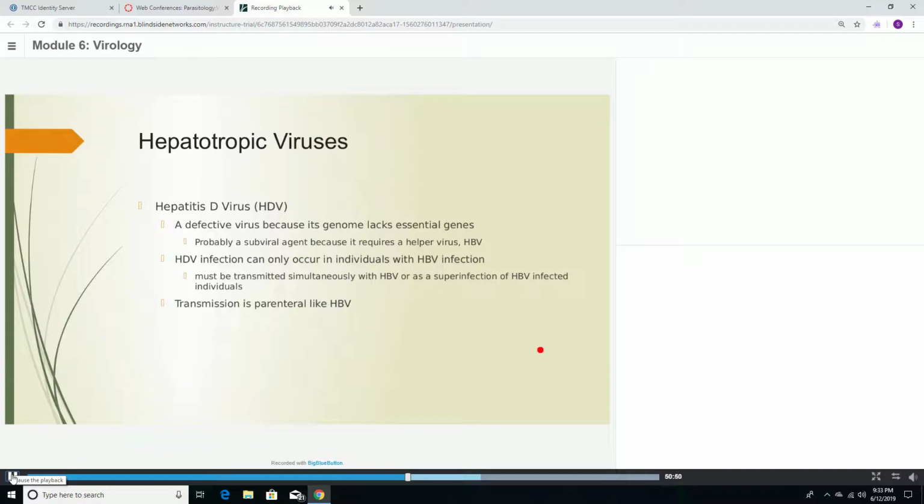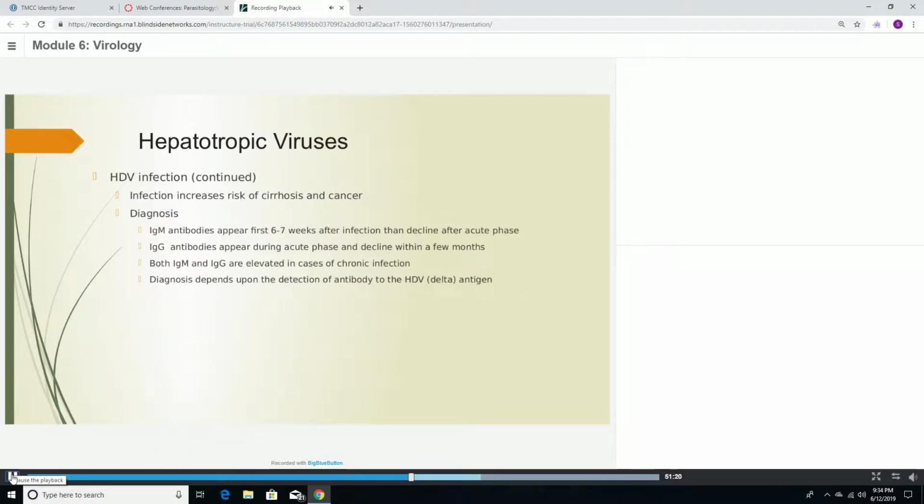So the next virus we're going to discuss is the hepatitis D virus. It's a defective virus because its genome lacks essential genes. So it's probably a subviral agent because it requires a helper virus, such as HBV. HDV infection can only occur in individuals with an HBV infection, either transmitted simultaneously with HBV or as a superinfection of HBV-infected individuals. Transmission is parenteral like HBV. HDV infection increases the risk of cirrhosis and cancer.